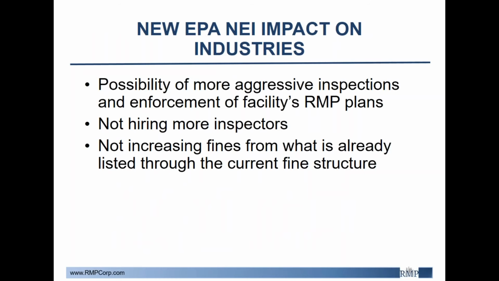So the overall impact of the new NEI for chemical accident risk reduction on industries is there is a possibility of more aggressive inspections and enforcement of a facility's RMP plans, risk management plans, depending on the industry. However, the current plan is not to hire more inspectors, nor is the plan to increase fines from what has already been listed through the current fine structure. And the current fine structure you can find on the EPA's website.